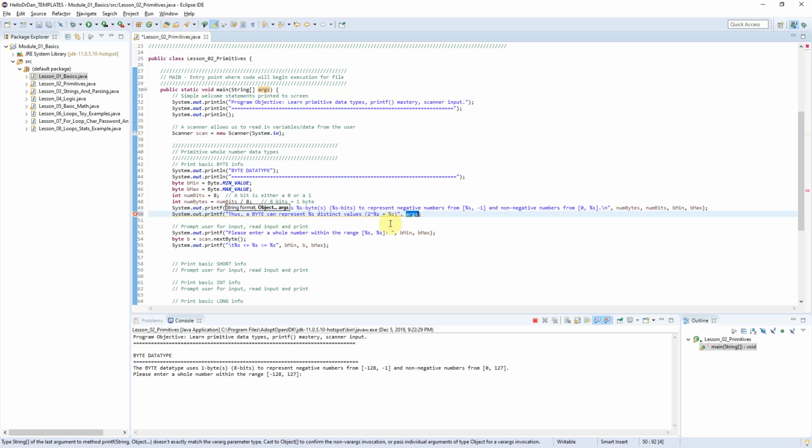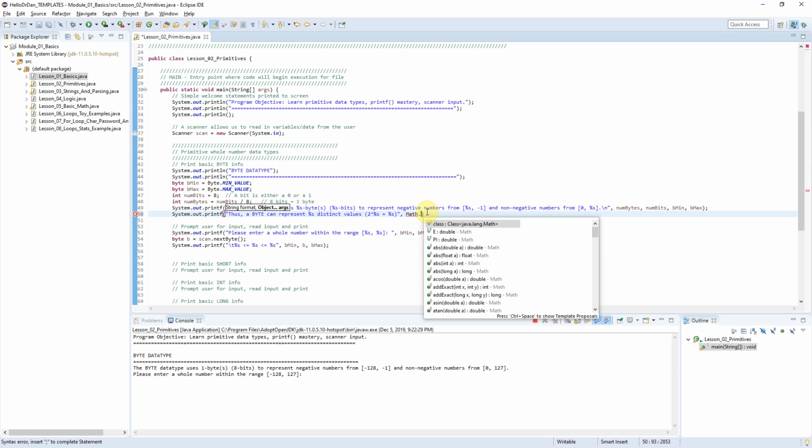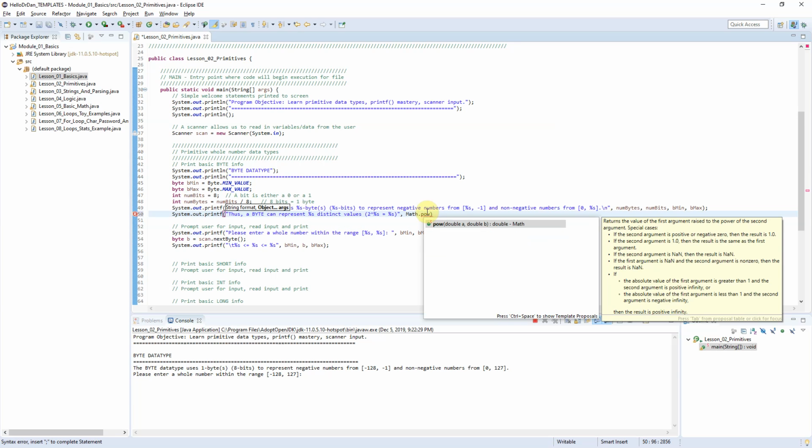Thus a byte can represent %s. I'm going to replace this with the power computation. So what we're really trying to say is math.pow. Okay, now this is something brand new. We've never used this math class before, but this is if you ever want to do something a little bit more complex than adding and subtracting, and we're going to get to basic math later.